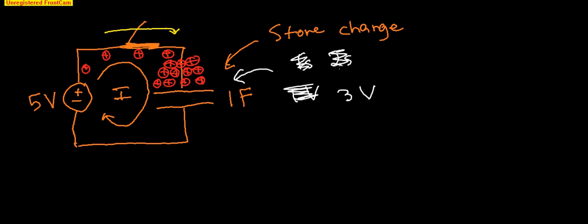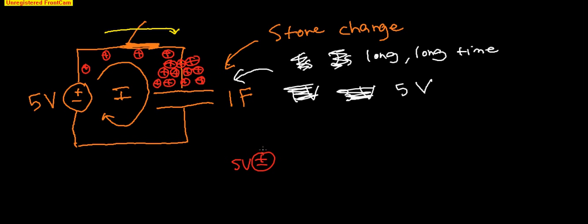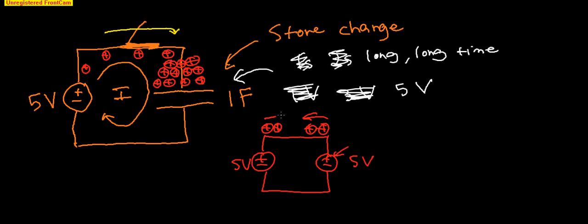Now let's say after a long time, this thing eventually gets charged up to 5 volts. Eventually, if this is 5 volts, and we've got something over here that's 5 volts, well, we said like charges repel, right? So the 5 volts that is stored on the capacitor is going to push against the 5 volts that are on the battery, causing these two to be in equilibrium.